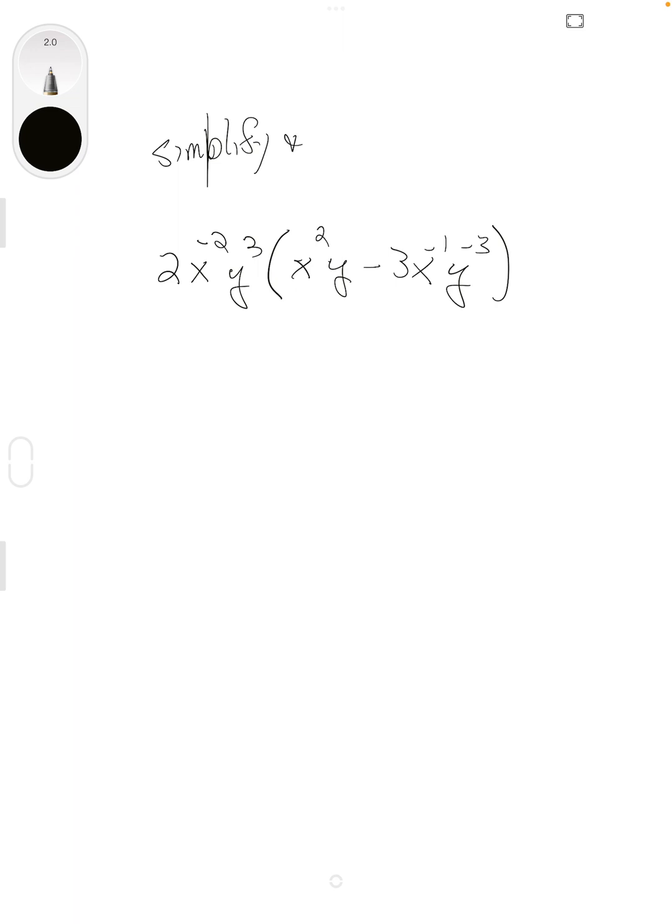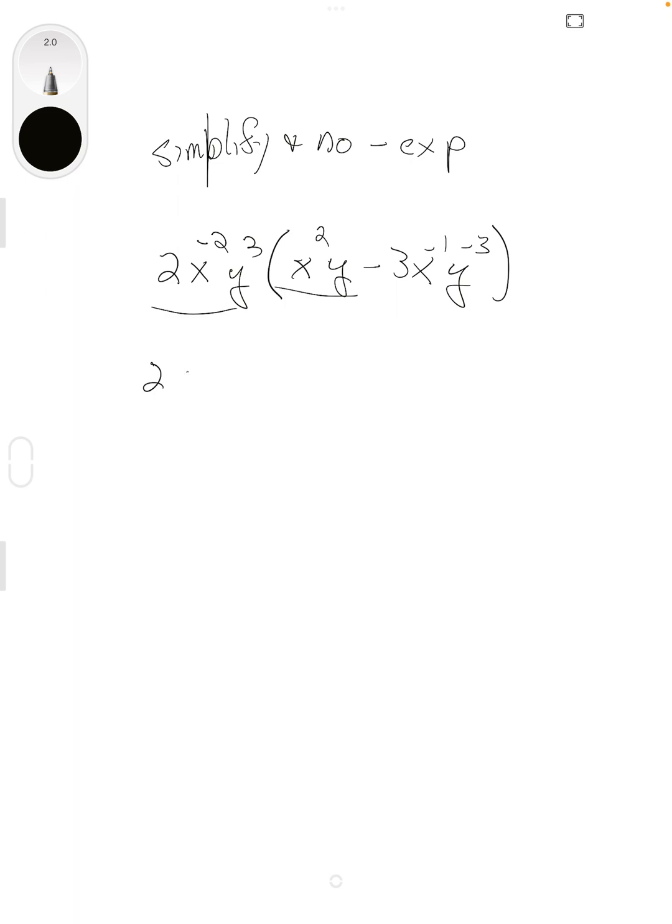2x to the minus 2, y to the 3rd, parentheses, using distributive property and all these exponent rules: x squared, y minus 3x to the minus 1, and y to the minus 3. Okay, so the instructions of this is simplify and write it with no negative exponents. So let's do this times this.